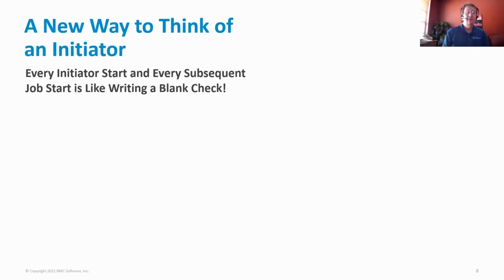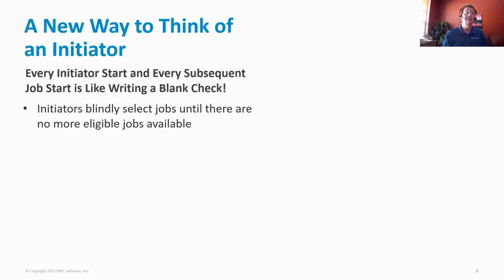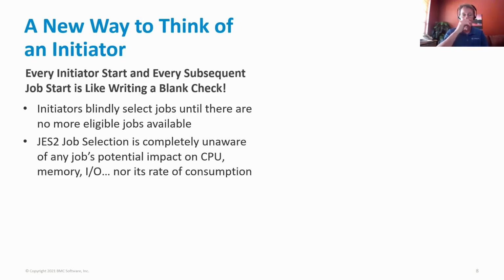I look at every initiator start and the subsequent torrent of jobs that will run through it like it's like writing a blank check. Okay, why is it like writing a blank check? Well, the reason is that initiators are just blind to what's going on. They blindly select jobs until there are no more eligible jobs, and they run them. They run them, and the jobs do what they do to the system. Let's put it that way.